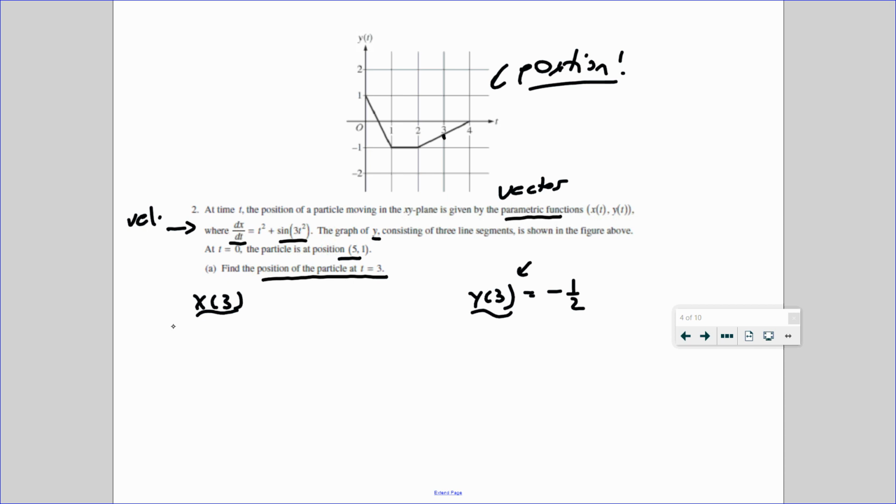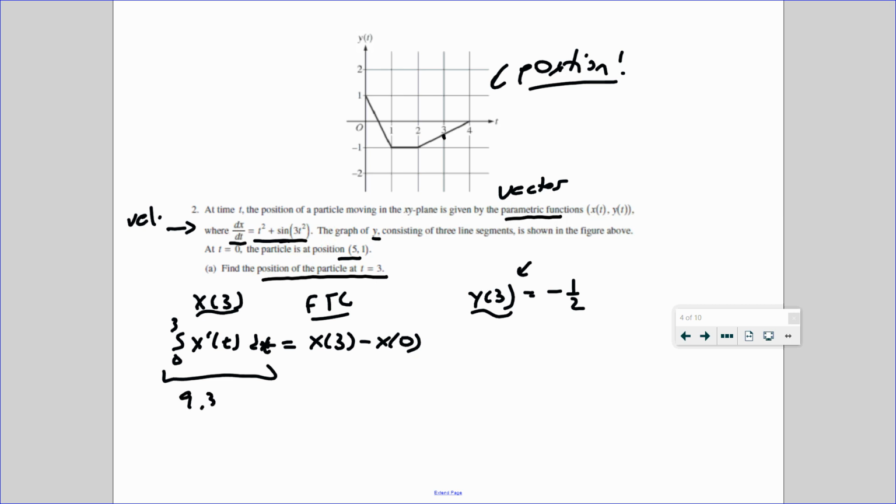So let's see here. To get x of 3, ready? We would integrate from 0 to 3, x prime of t dt, and that's going to equal x of 3 minus x of 0. There's our FTC step right here. We type this in our calculator. Now, I'm not going to type in my calculator, but you go ahead and do so. When you type in your calculator, you get something like 9.377035 equals x of 3, which is what I want, minus x of 0.